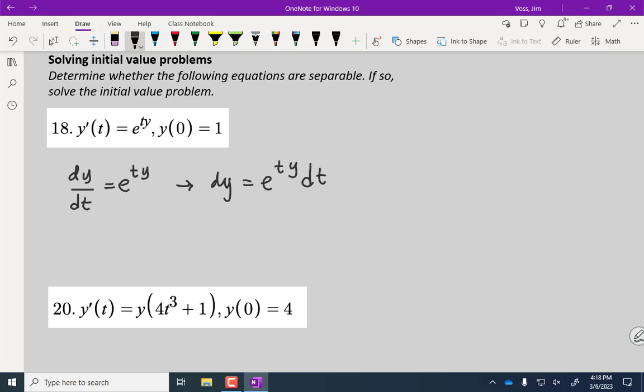So how do we separate e to the ty? Write it down if you think you know how to do it. We would just take the natural log, take it apart.